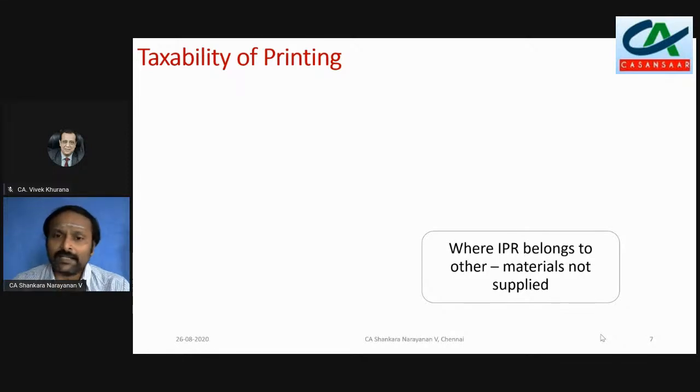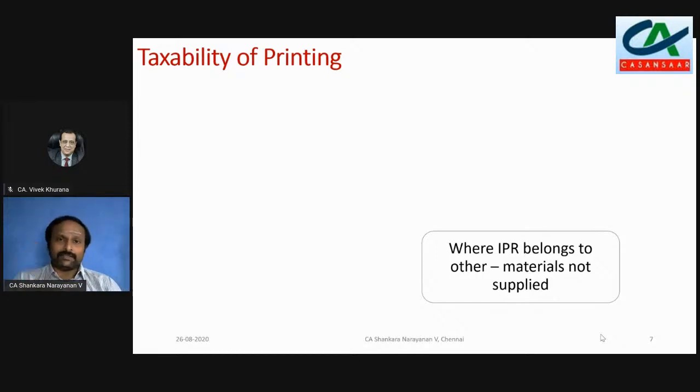Now in printing related activities, right from day one, there was a question whether printing is a manufacturing process, which is considered as job work, or whether printing is considered to be goods. Let me give an example.